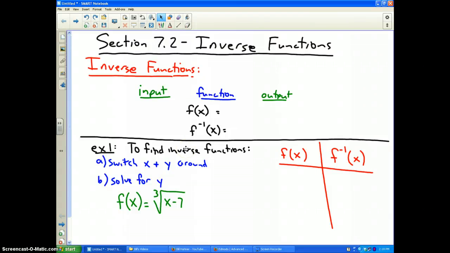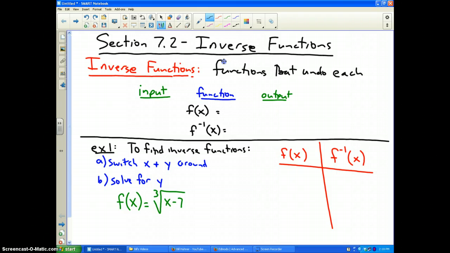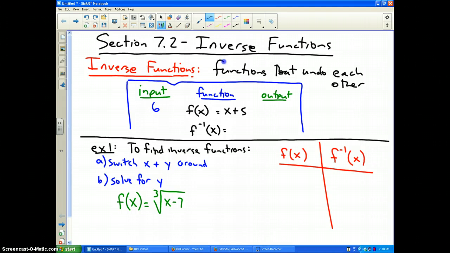All right, let's look at some examples of inverse functions and how this all works. If you remember from the last video, inverse functions are functions that undo each other. Now let's do a little basic example of what inverses are. In my blue box, let's say that we're going to input the number 6 into our function x plus 5. Well, we all know that if you put 6 in for x, the output would be 11. You put in 6, you got 11 out.